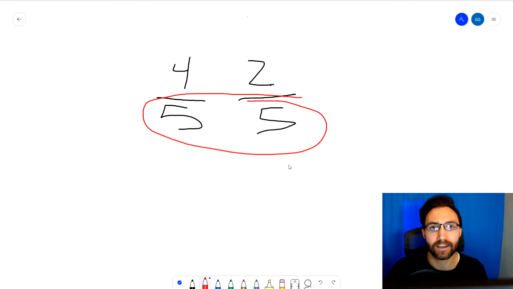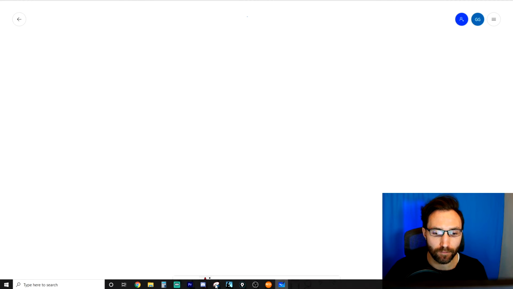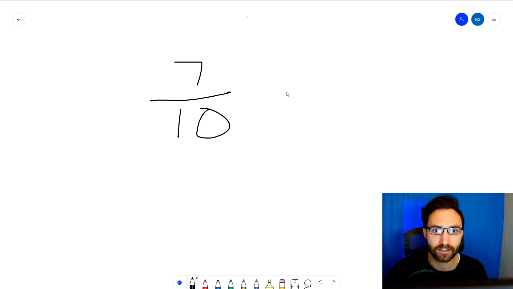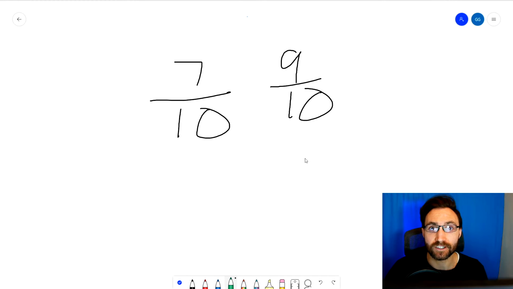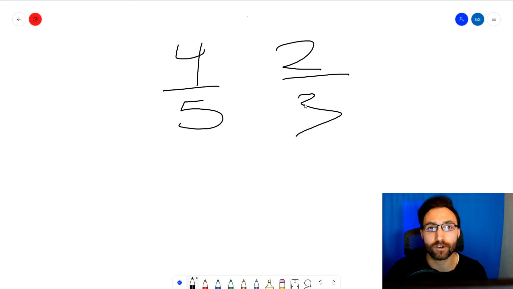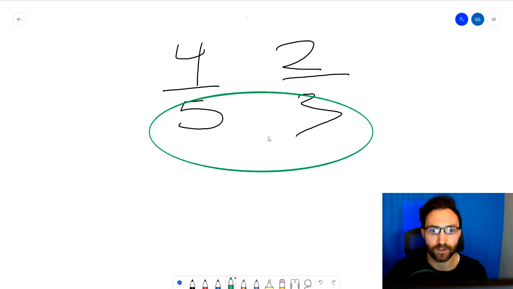these are like denominators. Another example would be a fraction that is 7/10 and 9/10. Are those denominators the same? Those are like denominators. Would 4/5 and 2/3 have like denominators? That's right, no. As you can see, 5 and 3 are different. These are not like denominators.